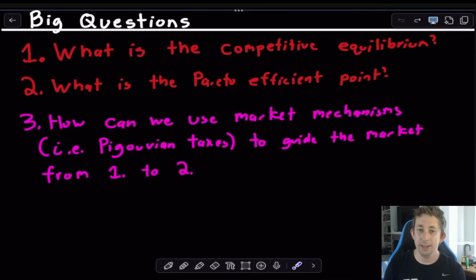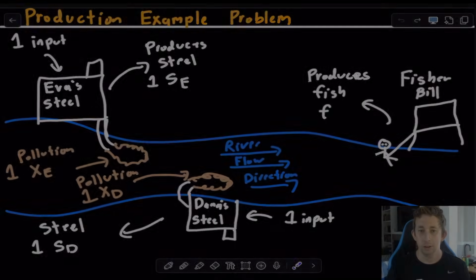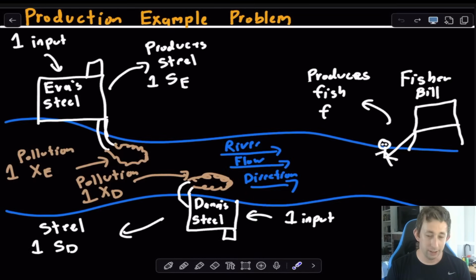And so now we're basically ready to get into that problem that I mentioned earlier, where we have two major questions that we're trying to ask, which is what is the competitive equilibrium? What is the competitive equilibrium amount of output, amount of production, versus what is the Pareto efficient point? And then sort of a third question is how can we use some sort of market mechanism to basically guide the market from the competitive equilibrium to the Pareto efficient level of output? How can we basically internalize this externality or make the individual parties feel this externality and take that into account when they're choosing how much steel to produce? So now we're going to get into the problem. And like I said, this is about a steel plant producing steel, affecting a fisherman downstream.